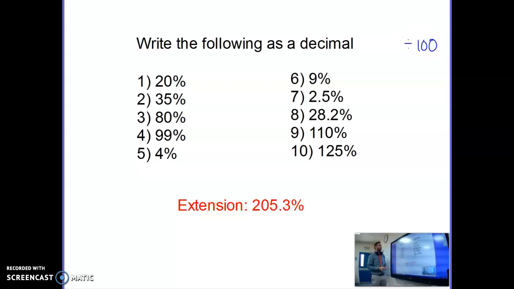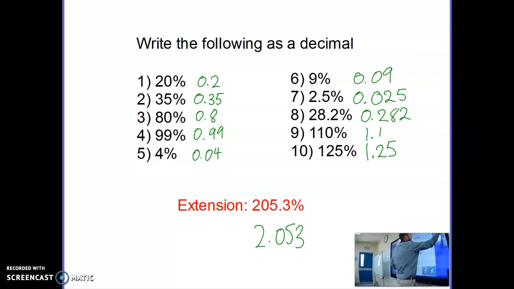Okay, so you can now just pause this video again, have a go at those 10 questions, and if you're feeling brave, the extension, convert those percentages to a decimal. Pause it now, have a go, and I'm going to show you the answers. So there we are. 20% divided by 100 is 0.2. Some people would write 0.20 to remind themselves it was 20%, but very simple, divide by 100.